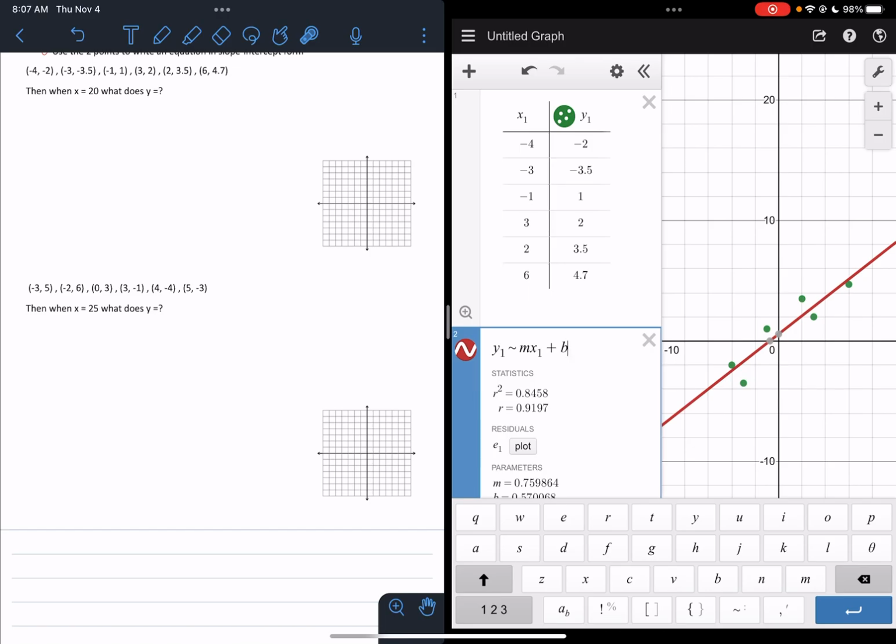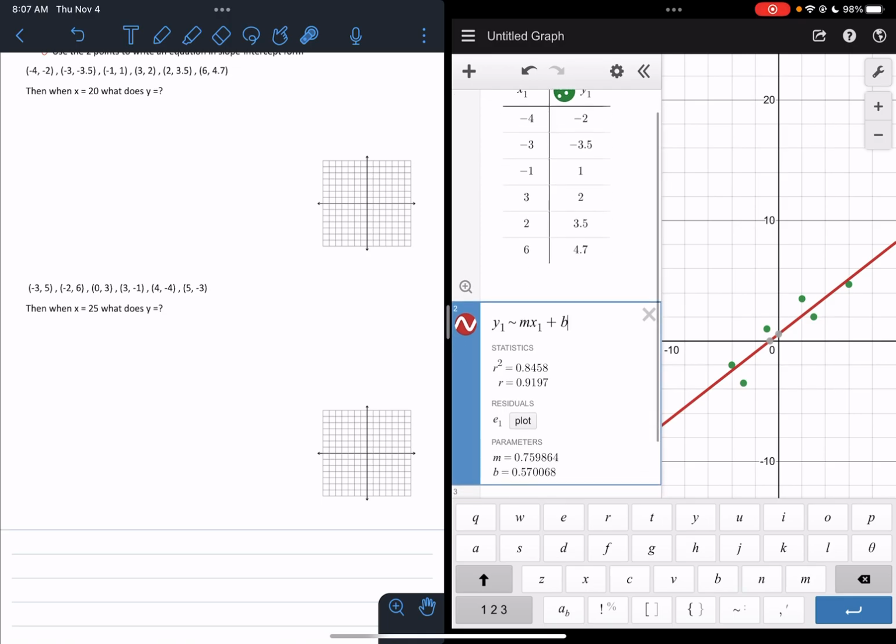And so what I can actually do here is this calculates my line of best fit. And so when I do this, on your paper, you can write that my slope is 0.76, rounding to 2 decimal places. And my y-intercept b is 0.57.